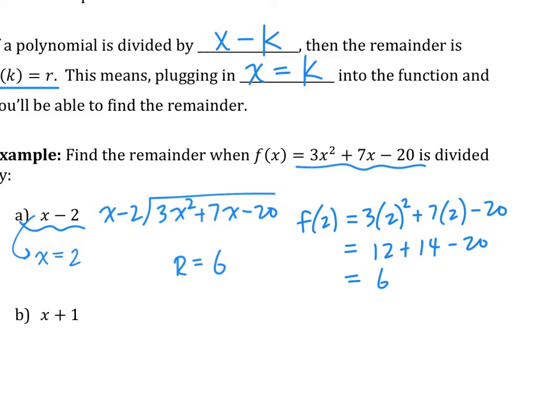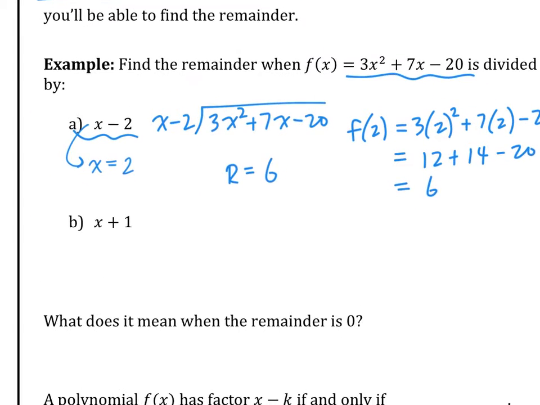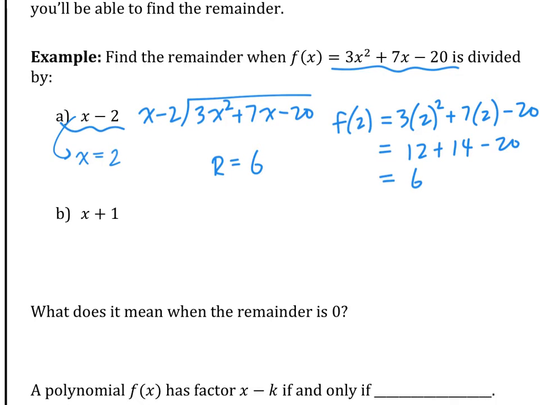So did you get 6? Yes. So this is a much faster way to get the remainder, which we're going to need for some other things later on. But let's try another one for practice. If you divide by x plus 1, what is the remainder? All right. What is the remainder? Yeah, negative 24.